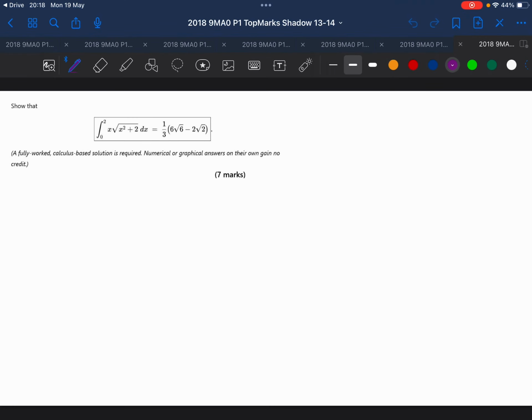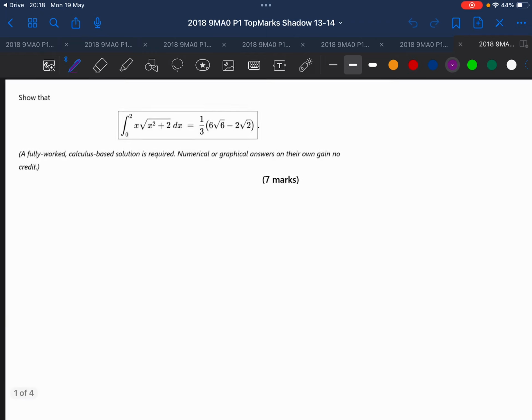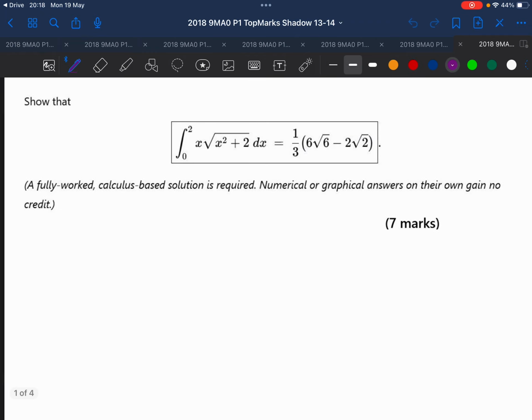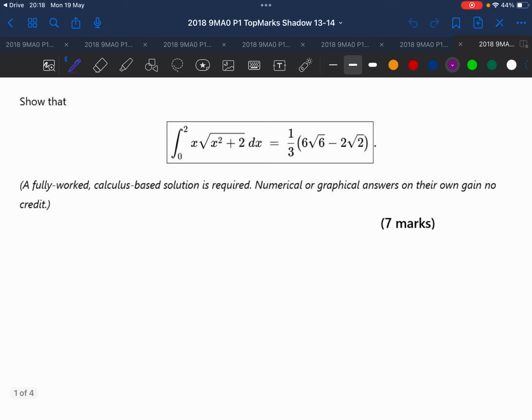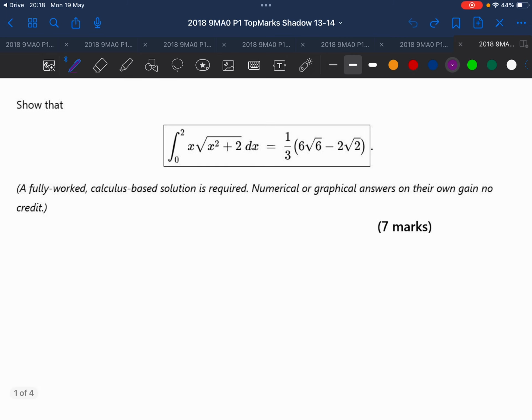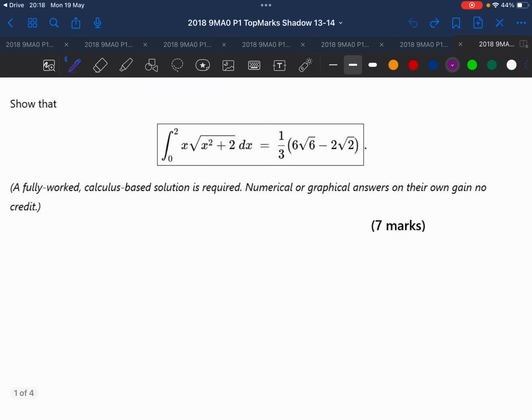Okay, we've got question 13 from our shadow paper, an integration result that we're trying to show. So let's take a good look first of all. We're trying to show that this thing integrated is equal to this. Now, where do we want to start? Well, hopefully this expression underneath the root has got you thinking that integration by substitution might be a good idea. So let's do that.